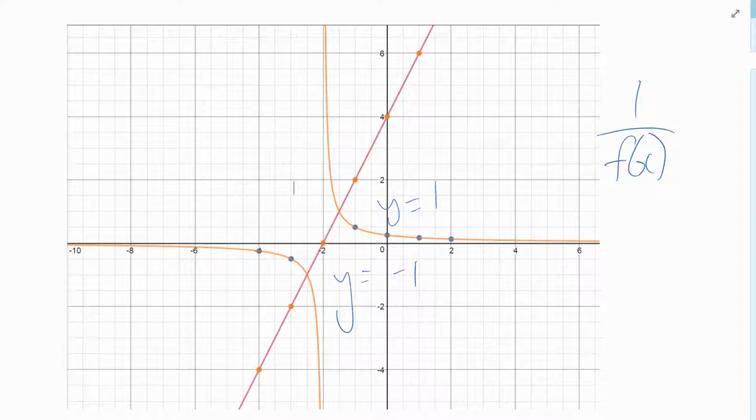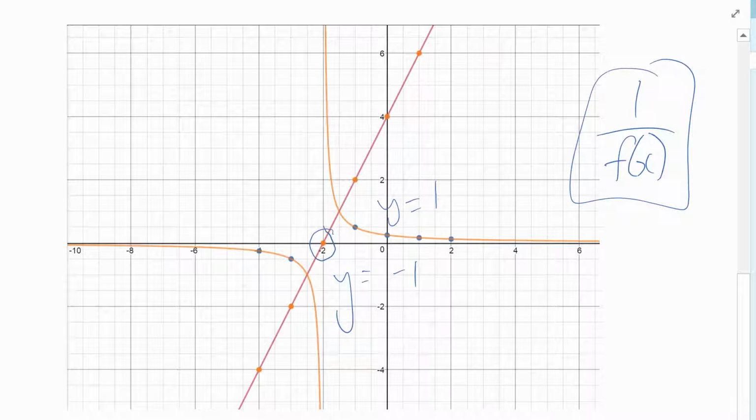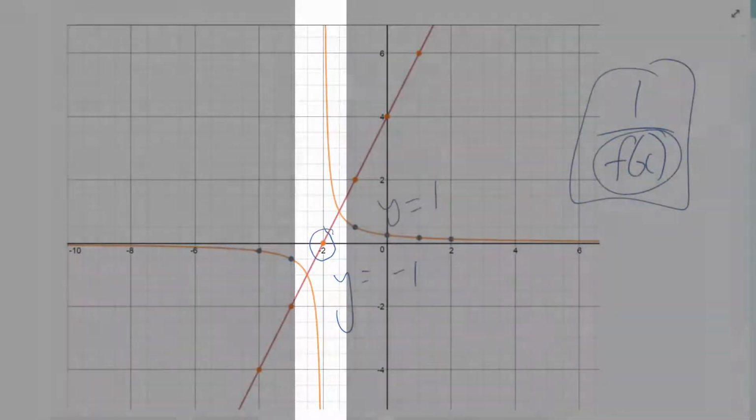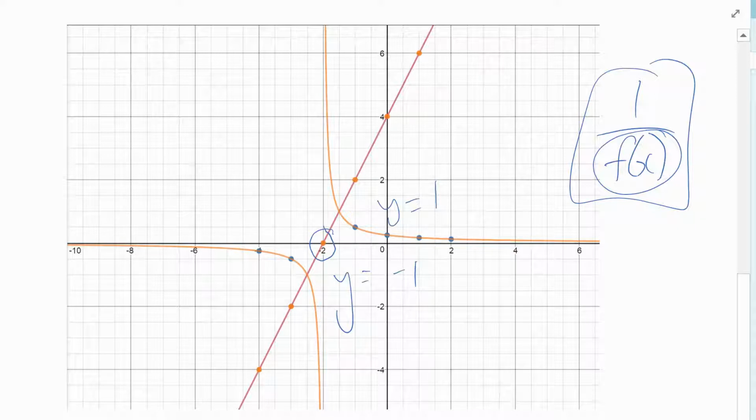Some other things to notice here. Where the original function was equal to 0, we have an undefined value. We actually have a restriction for this reciprocal because f of x, when you do this reciprocal, must not be allowed to equal 0. And you can see that there isn't any point on the new function where x is -2 because that would cause f of x to equal 0. It's a restriction now for the reciprocal.